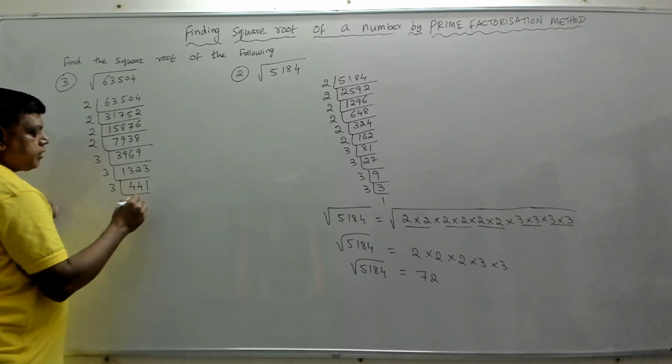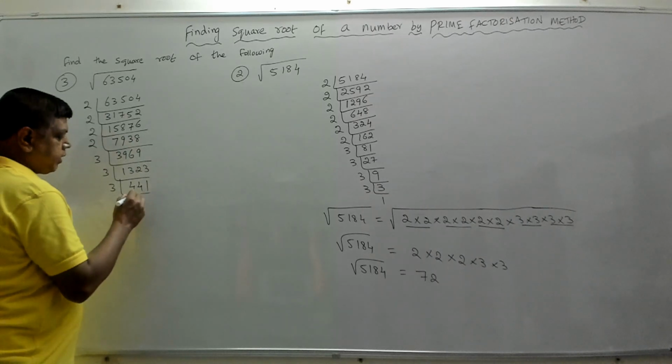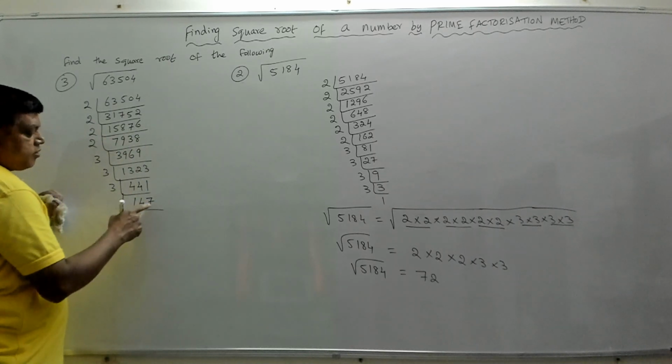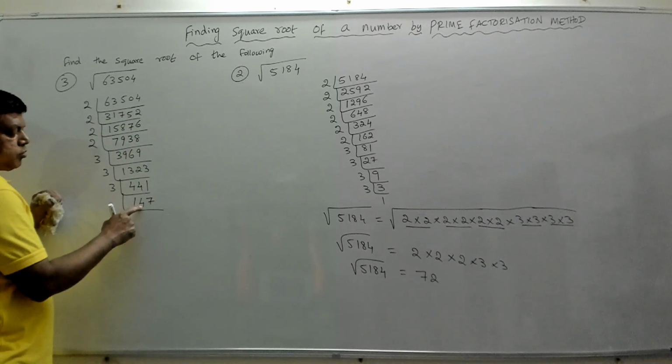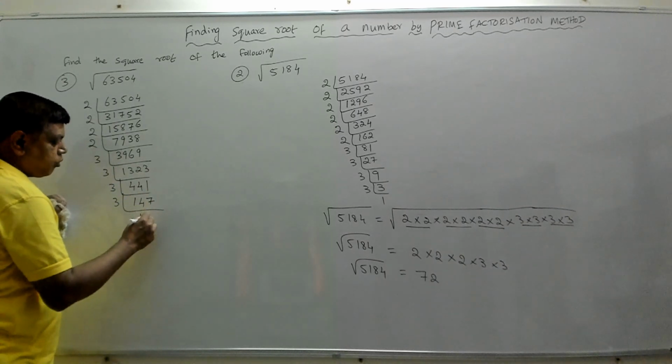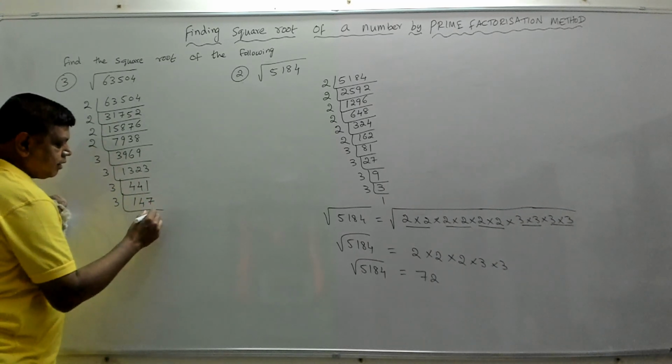So I can divide by 3. How many times will it go? 1 times, 3, remainder 1, 4 times, 7 times. Then again this is divisible by 3, because 1 plus 4 is 5, 5 plus 7 is 12. So 3, how many times? 4 times 3 is 12, 27. 27 goes 9 times.